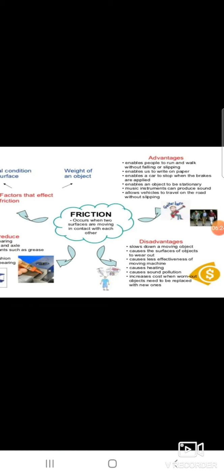The physical condition of the surface and the weight of an object are the factors that affect friction. Ways to reduce friction: use ball bearings, use wheels and axles. Friction occurs when two surfaces are moving in contact with each other. Okay, advantages and disadvantages of friction.